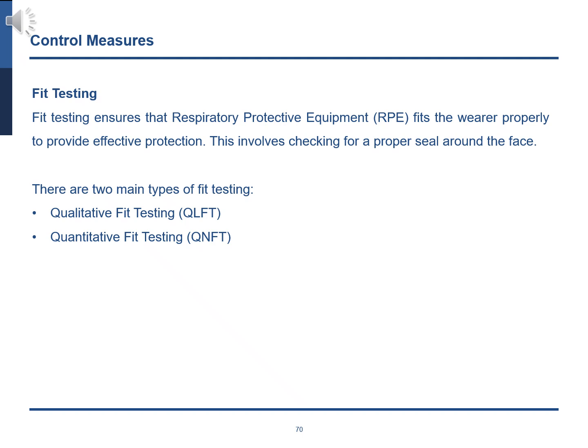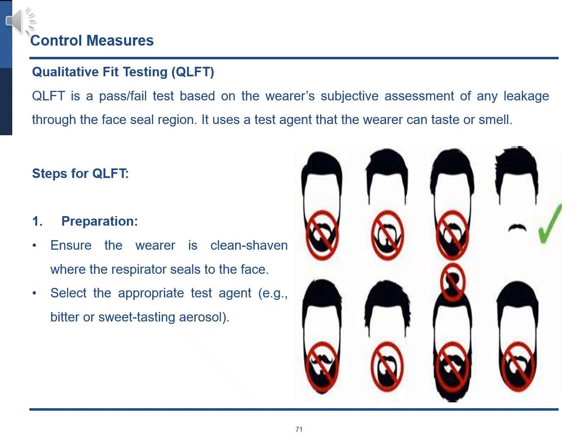There are two main types of fit testing: qualitative fit testing, QLFT, and quantitative fit testing, QNFT. Qualitative fit testing, QLFT. QLFT is a pass/fail test based on the wearer's subjective assessment of any leakage through the face seal region. It uses a test agent that the wearer can taste or smell. Steps for QLFT. 1. Preparation. Ensure the wearer is clean-shaven where the respirator seals to the face. Select the appropriate test agent, e.g., bitter or sweet-tasting aerosol.